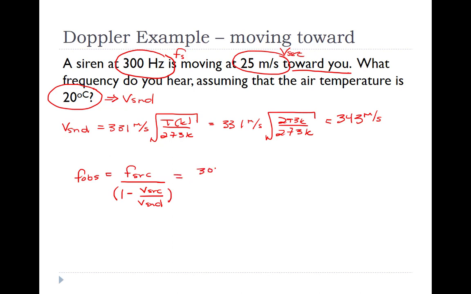So the source frequency is 300 hertz. 1 minus the speed of the source, I'm told, is 25 meters per second, and we want to divide by 343 meters per second. And if I put that all into my calculator, 300 divided by 1 minus 25 divided by 343, I get 323.6 with a little bit of rounding hertz. That's the end of example 1.